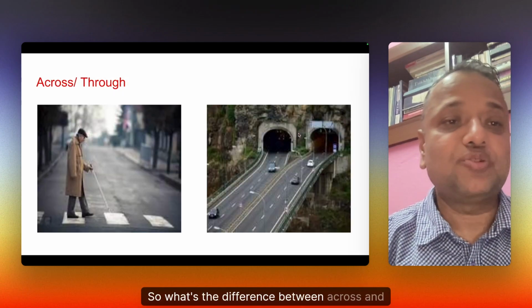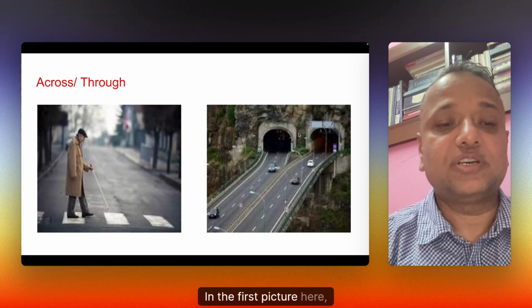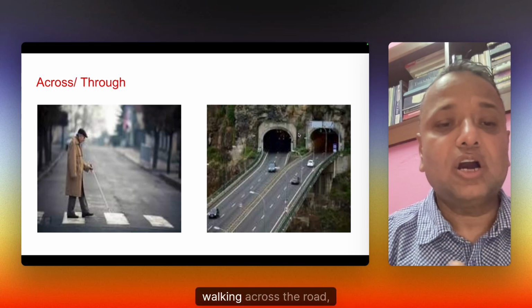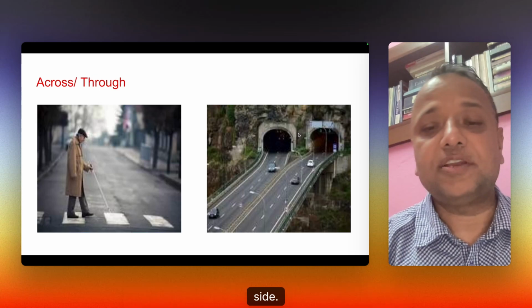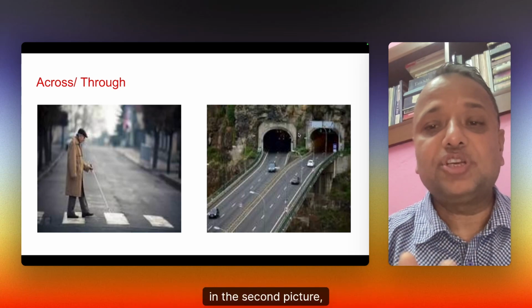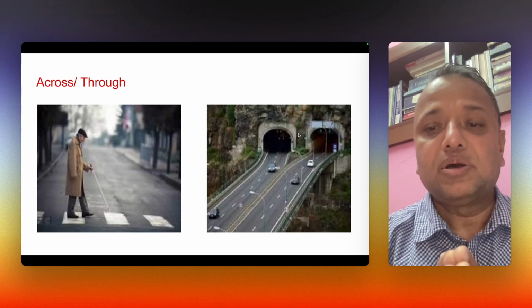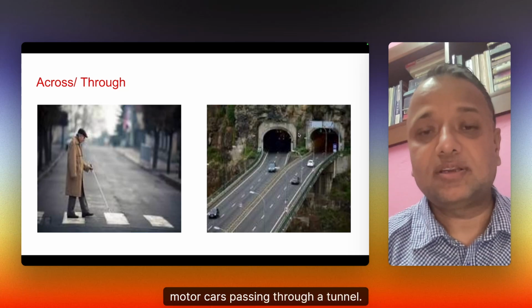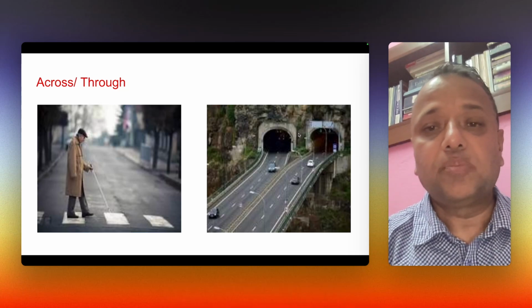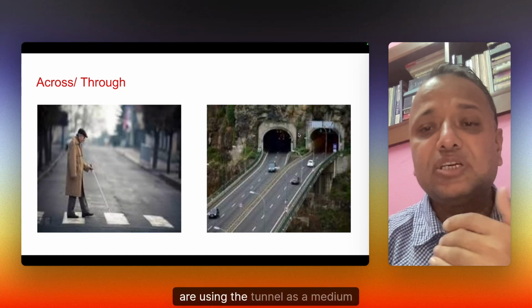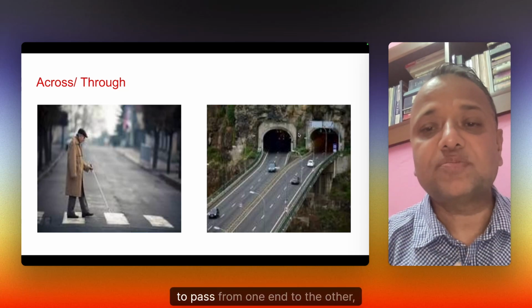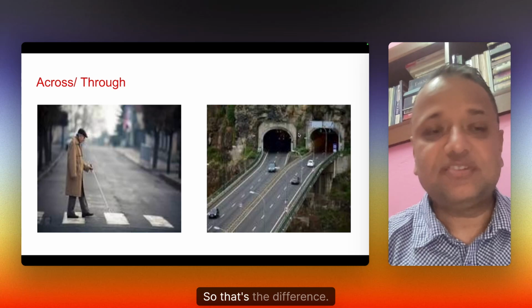What's the difference between across and through? In the first picture here, you can see a man walking across the road. It means from one side of the road to the other side. And in the second picture, you can see many motor cars passing through a tunnel. We're writing through because it means the vehicles are using the tunnel as a medium to pass from one end to the other. So that's the difference.